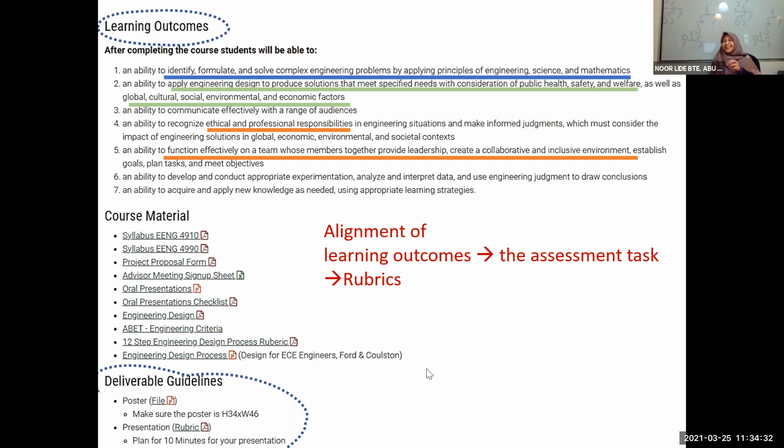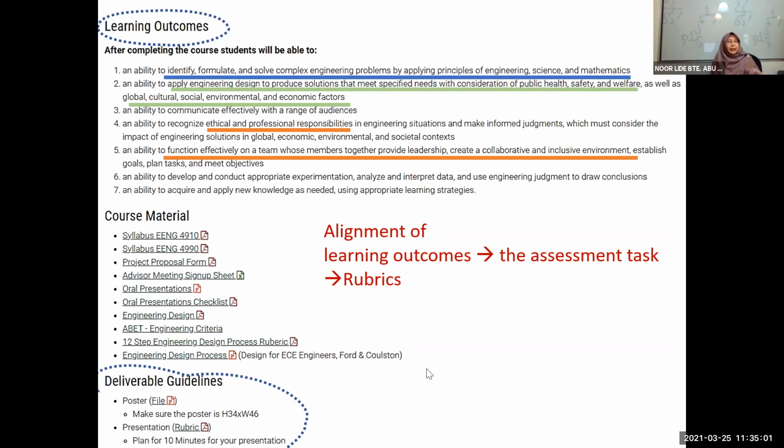And finally, acquire and apply new knowledge as needed using appropriate learning strategies. So what does it mean? So for me, I think that it's also a process thing. It's also a process. It's not just product. Okay, so your scoring rubrics must be able to capture both process and product. All right, so in the alignment of the learning outcomes, you have your learning outcome, then you come up with the assessment task, and then the rubrics that accompany that task.